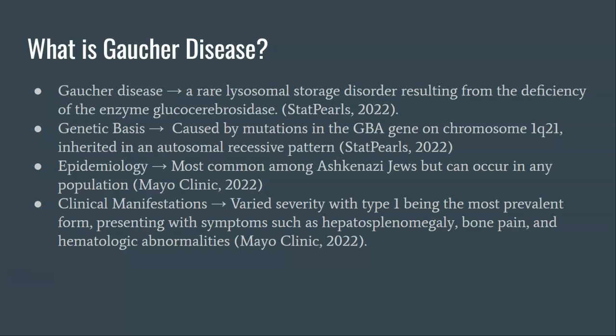This disease can be found in any person, but it is most commonly found in the Ashkenazi Jewish population. There are varied types of severity of Gaucher disease. Type 1 is the most prevalent form. There are 3 types total that present symptoms such as hepatosplenomegaly, bone pain, and hematologic abnormalities.